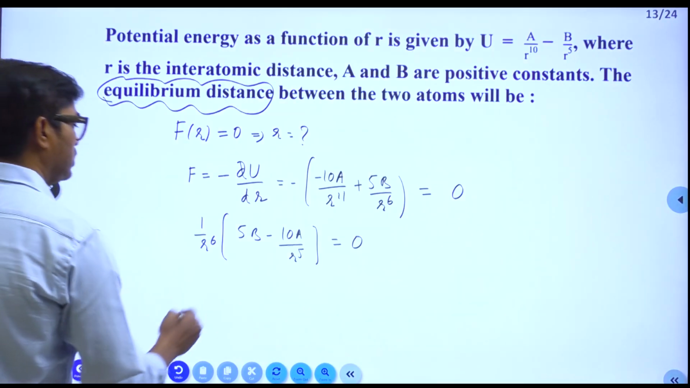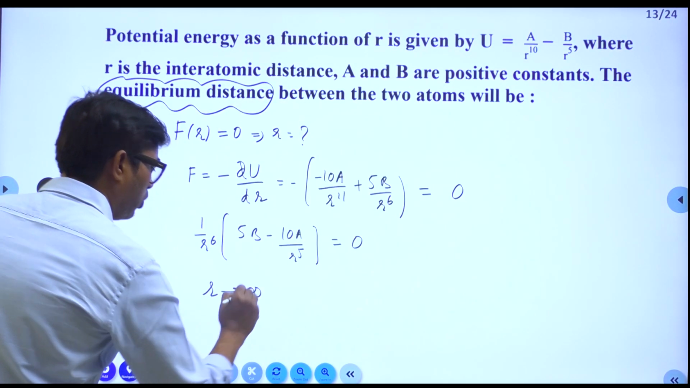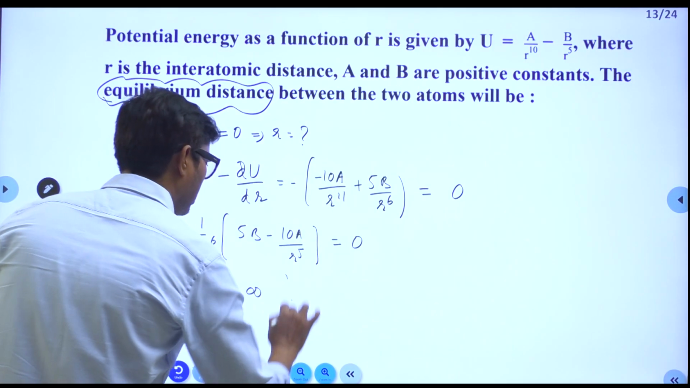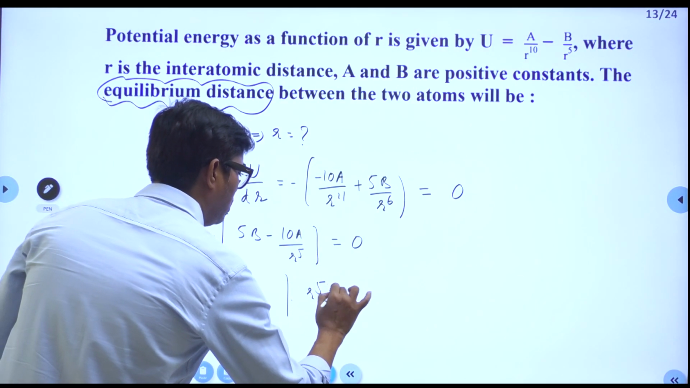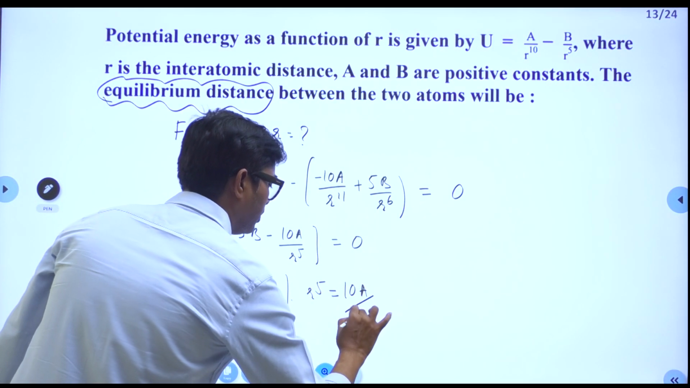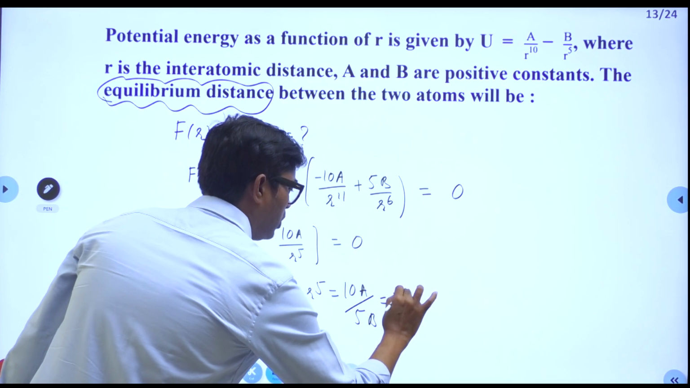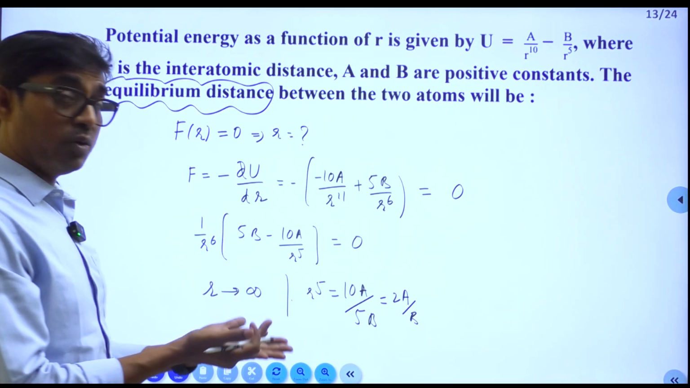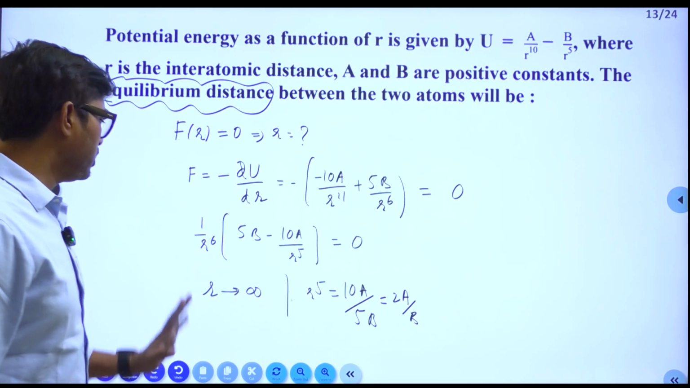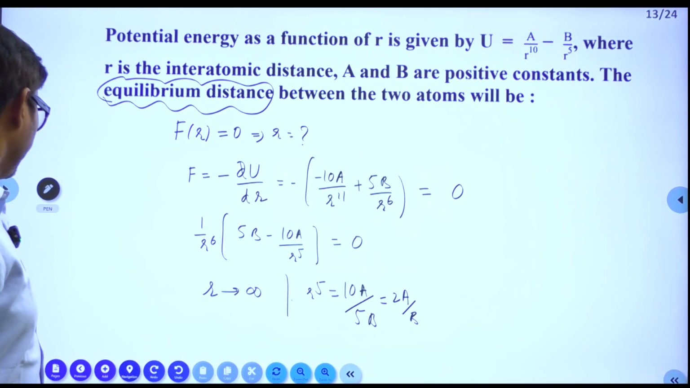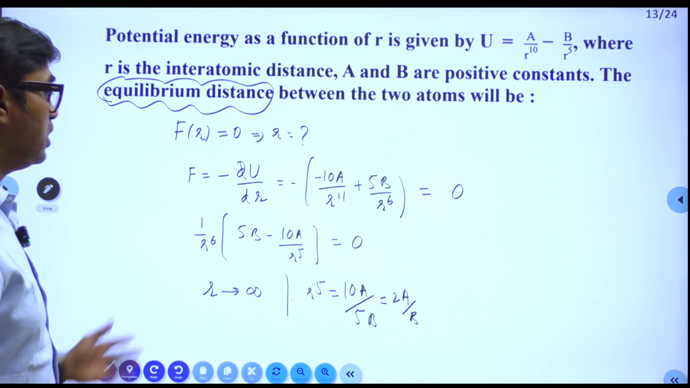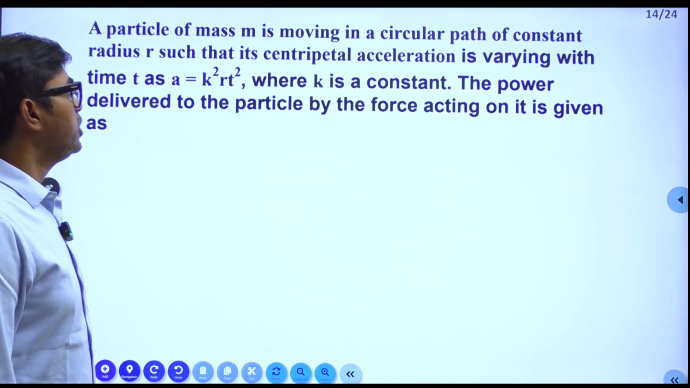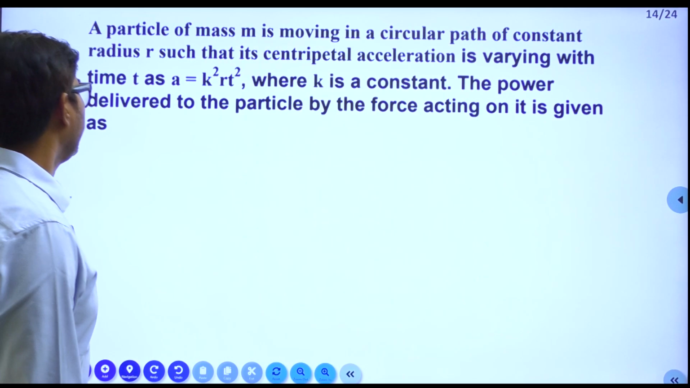Then the equilibrium separations are r equal to infinity, one possibility. This is the trivial part. Otherwise, r power 5 equals 10A by 5B, that is 2A by B. So two possibilities: r equal to (2A by B) whole power 1 by 5, that is one possibility. Otherwise r equal to infinity, or tending to infinity. These are the two possible values we have. So straightforward. Next problem.